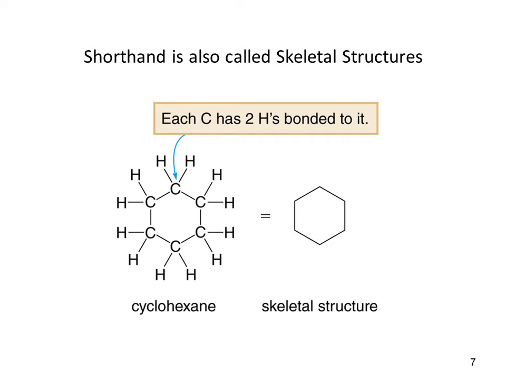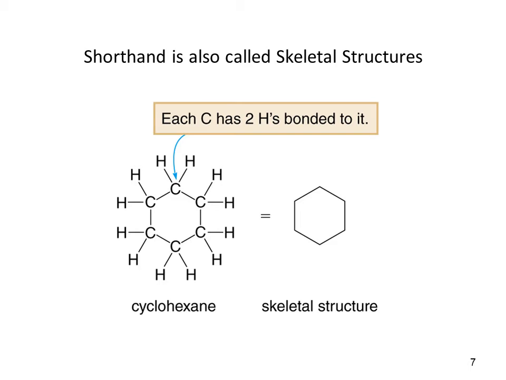We can draw these rings with our shorthand structure. So if you look here, we have something called cyclohexane on the left. It has 6 carbons in it. I can draw that as basically a hexagon. There are 6 corners in the hexagon representing one of each of the 6 carbons in that ring. We can figure out how many hydrogens are on each carbon, because each carbon has 2 carbons attached to it, so each carbon must have 2 hydrogens attached to it.